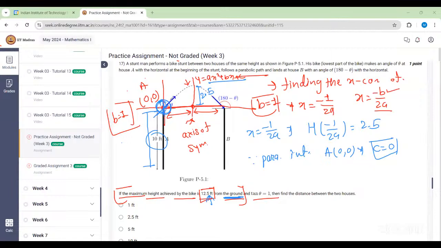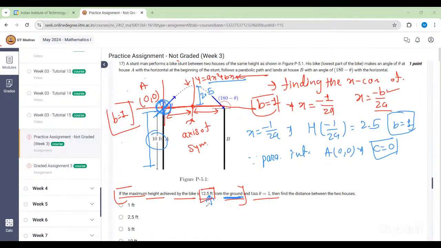Because the parabola intersected the origin. So if it is intersecting at the origin at x equal to 0, the value of c is equal to 0, because c can also be understood as the y-intercept in a quadratic equation. Correct, that's also one reason. So c is equal to 0, b is equal to 1 we already have. The only thing left is a.